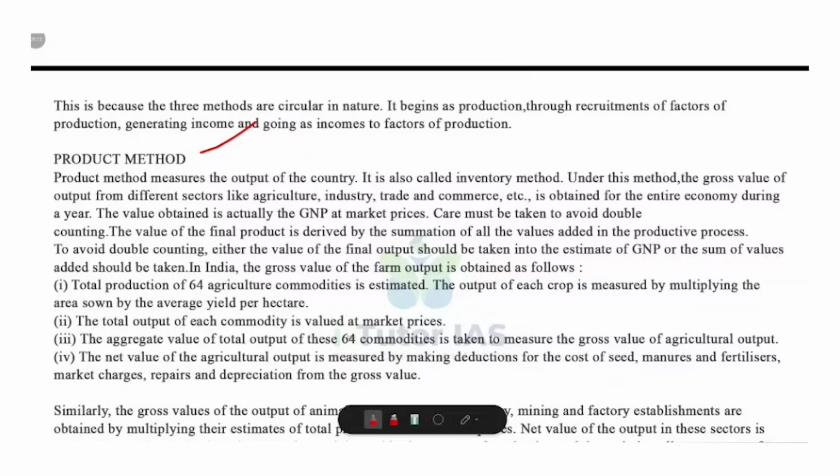So how can we calculate it? We should calculate the value of all final goods like cars, TVs, foods and so on. Then subtract the value of intermediate goods used in the production. So first take the value of all final goods and services and subtract the intermediate goods and services value from it, like steel for cars, and then sum up the value added by all the industries.